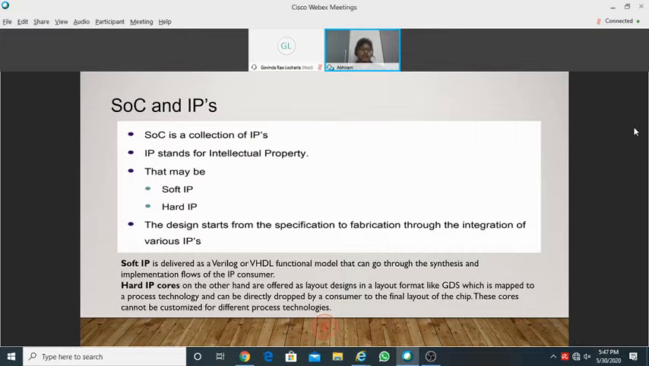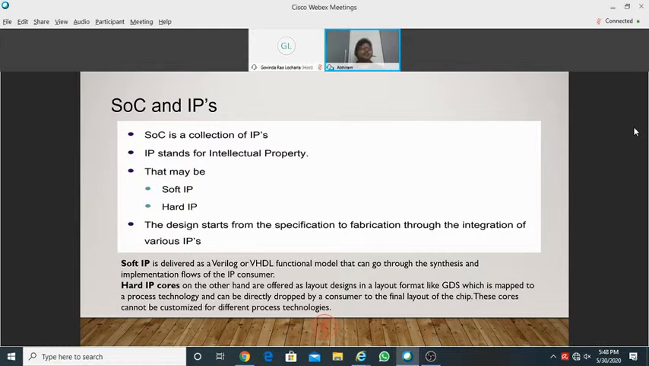Once we have an IP, we start building up as a basic building block, and we start defining our SOC. Just to clarify, it is a soft IP when a company delivers an IP as a Verilog or VHDL functional model, and the current company's synthesis flow is used. But when a company delivers it as a hard IP, it means you can directly map it to the GDS2, and you can take it to the process technology directly. It means you cannot make any modifications to the hard IP.